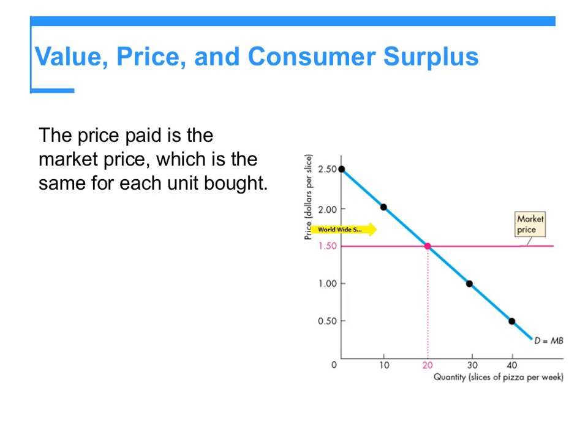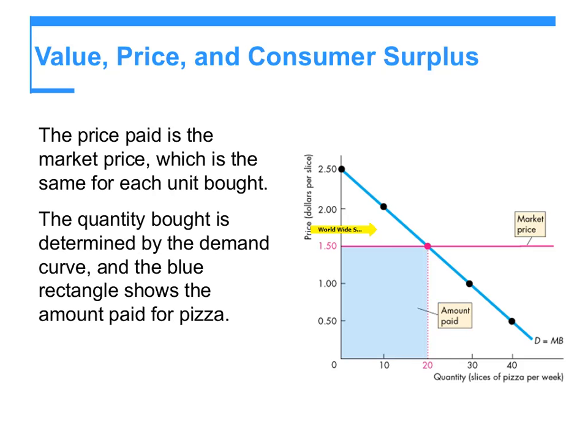The price paid is the market price, which is the same for each unit bought. The quantity bought is determined by the demand curve, and the blue rectangle shows the amount paid for pizza. You see, the amount paid is this, because you can simply look at the quantity and the price. For a price of 1.5, this is what they paid: 1.5 multiplied by 20.